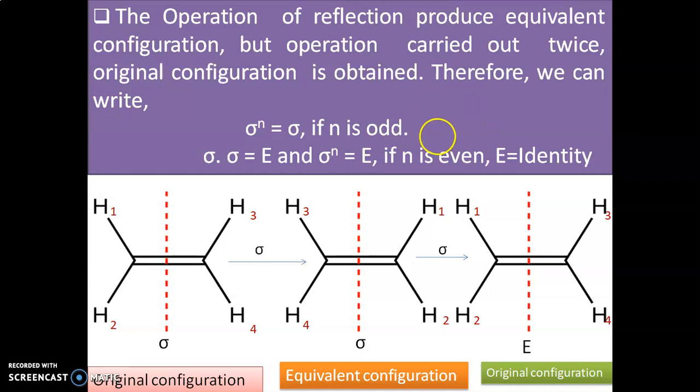For example, the ethylene molecule has 4 hydrogen atoms: 1, 2, 3, 4. Here a sigma plane is applied to the original configuration. One time, we get the hydrogen atoms interchanged, and this gives an equivalent configuration but not the original. Applying the sigma plane to this equivalent configuration again, we get the original configuration. This process is known as the plane of symmetry. Okay.